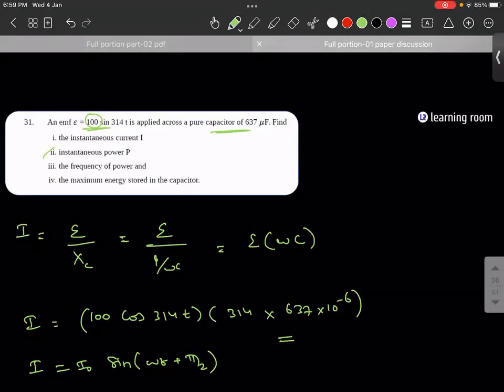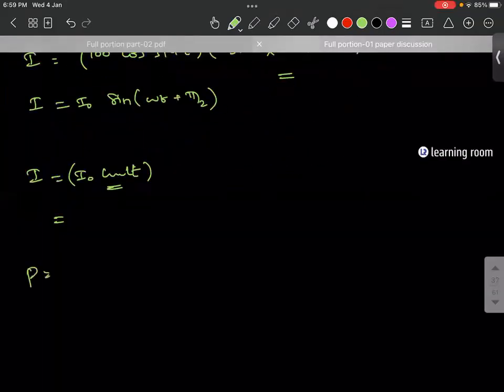Now, instantaneous power is basically, what is instantaneous power? E into I. So E is how much?